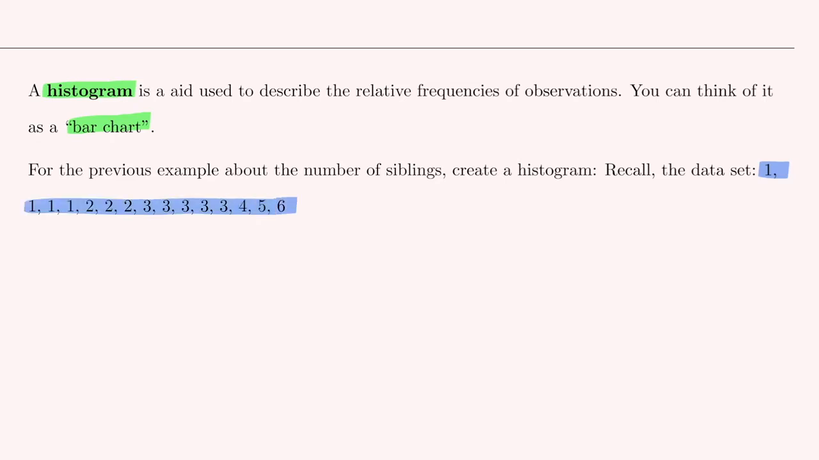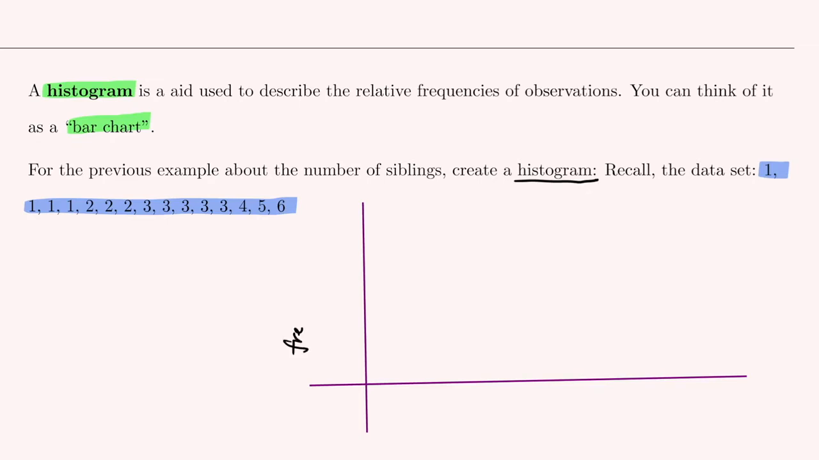Let's create a histogram for this data. To begin, we create a horizontal and a vertical axis. And for the histogram, the vertical axis will always be the frequency that something occurs, and then the horizontal axis will always be whatever we're measuring. So in our last example, it was the number of siblings, so we'll label this number of siblings.